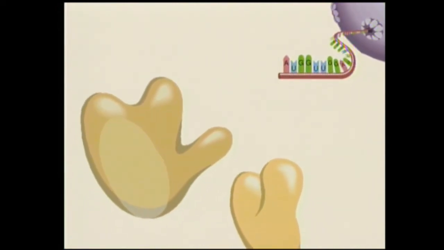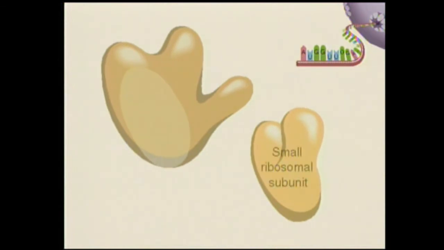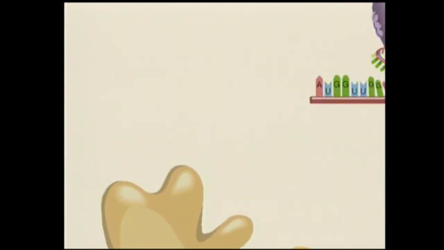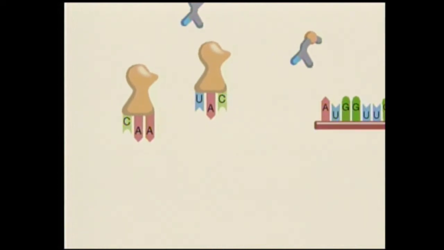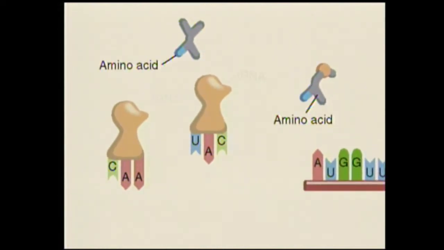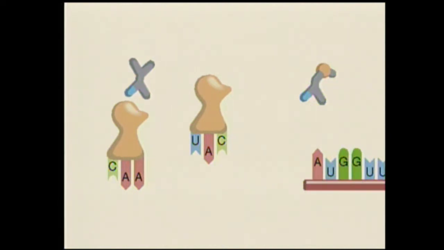Ribosomes consist of two subunits, the small ribosomal subunit and the large ribosomal subunit. Floating within the cytoplasm are amino acids and transfer RNAs, or tRNAs. Each kind of amino acid binds to its own specific type of tRNA.